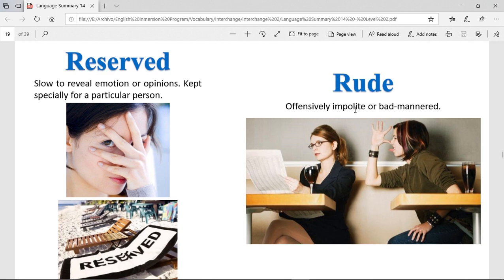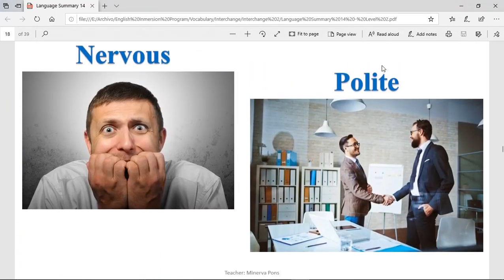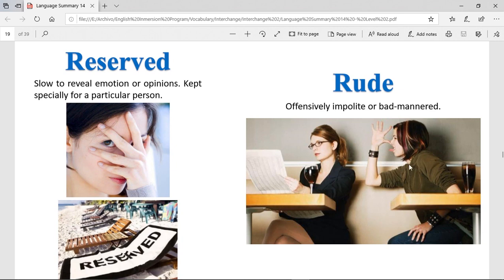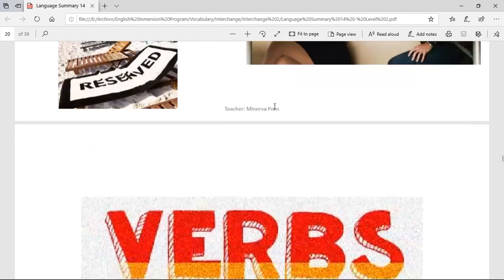Rude: offensively impolite or bad manner. Rude is the opposite of polite. If you act in a good way, then you're polite, and if you act in a bad way, then you're rude. For example, she's being rude with her.